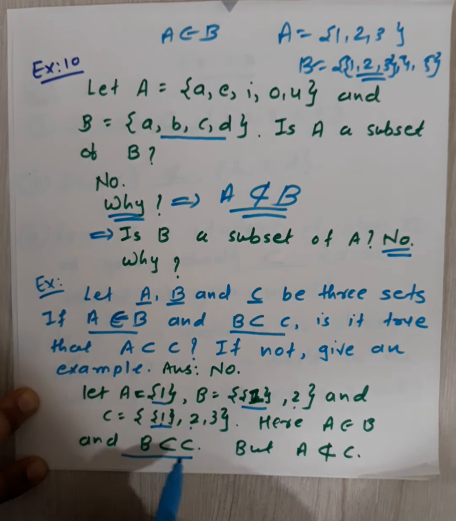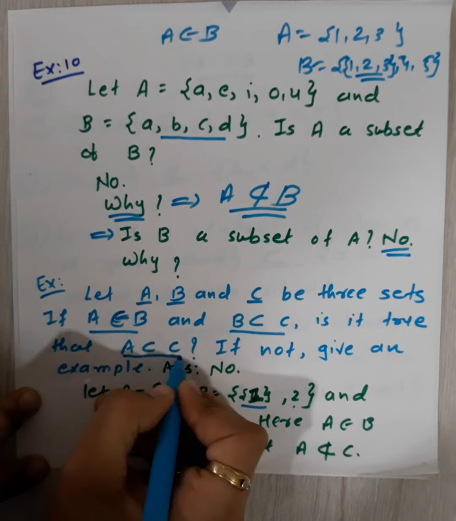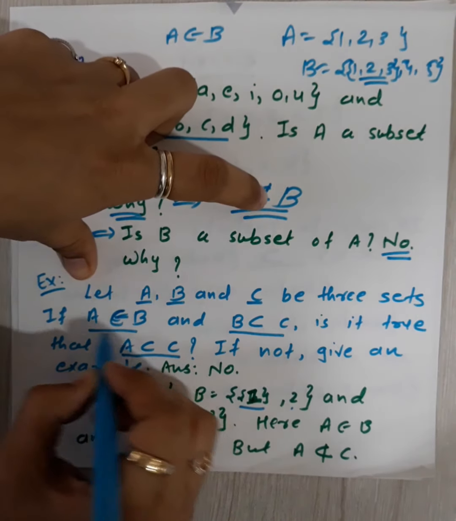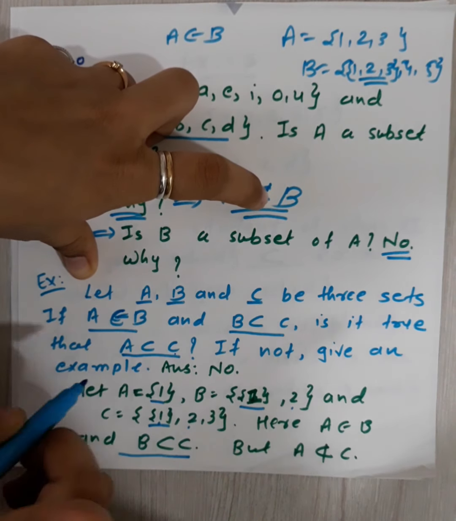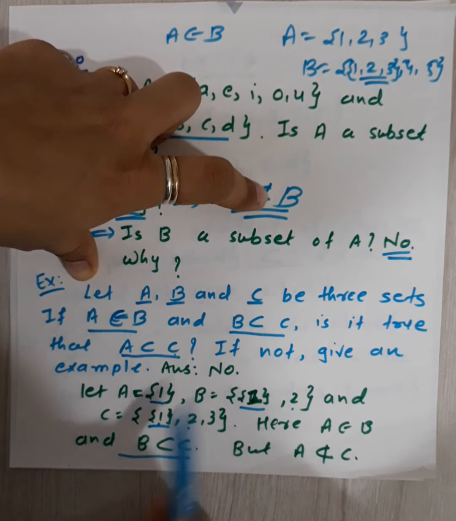B is a subset of C, but you have to prove that with these two conditions, A is a subset of C. What was our answer? No. If both of these are true, A is a subset of C will not hold. The answer is no. So now you have to prove it with the example.